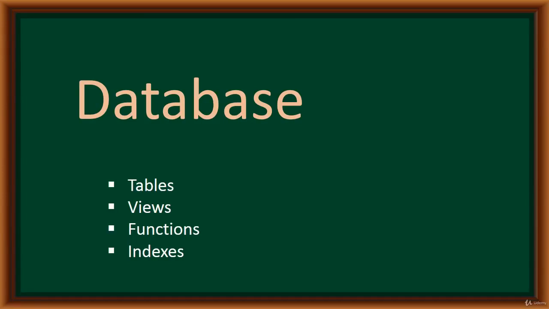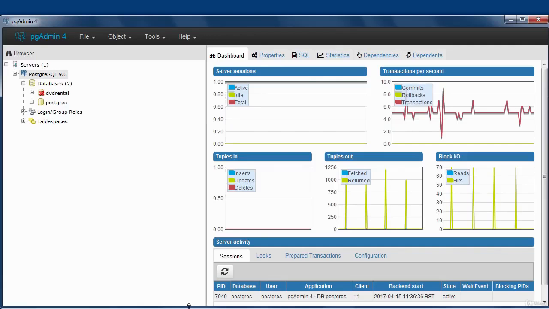You can usually create as many databases as you want inside a Postgres server. So a database is a container of other objects, which includes objects like tables, views, functions, indexes, and other objects as well. So let's go over to our admin panel and have a look at the database and its related objects.